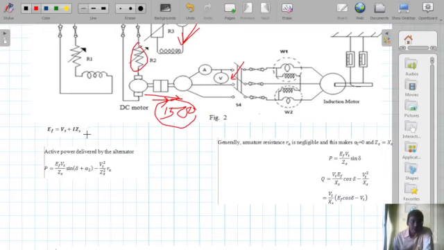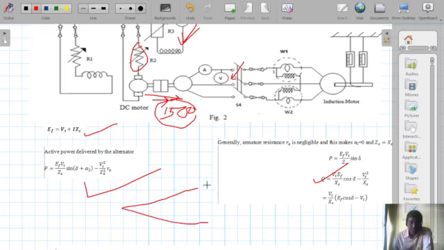So that is the test, and we have a few relationships or formulas, the EMF equation. Here is the active power delivered by the alternator, here is the reactive power delivered by the alternator, and these equations are required to find out the machine angle. What is machine angle? Machine angle is the angle between the induced EMF and the terminal voltage. Okay.